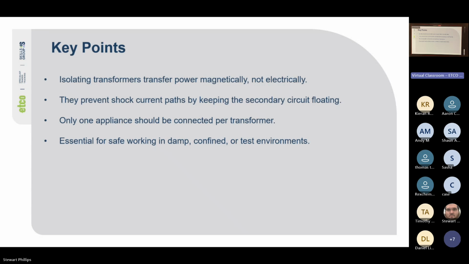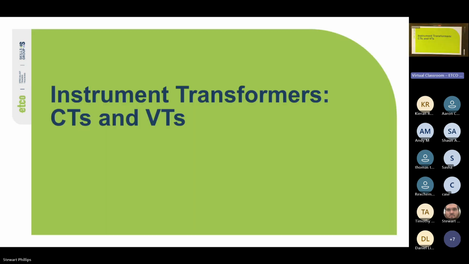So now we'll talk a little bit about your instrument transformers, CTs and VTs. We've talked about transformers that step voltages up or down for power and safety. Now we'll finish by looking at two special types, instrument transformers. These don't power tools or lights. They're used for measurement, metering and protection in switchboards and substations.